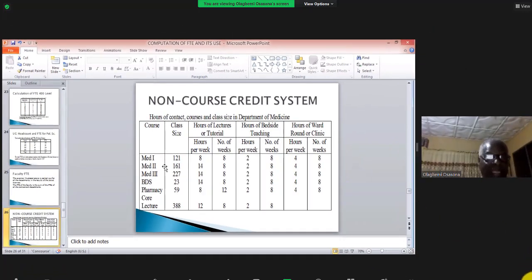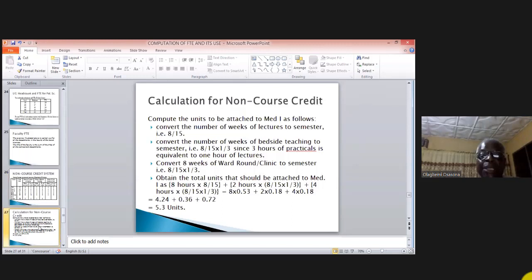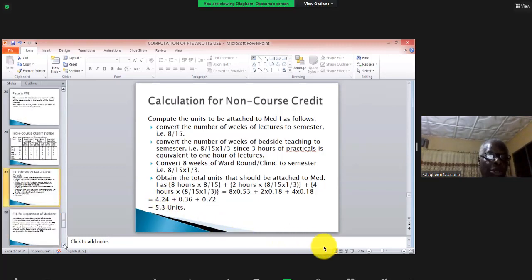courses offered by medicine. And then you can calculate the units to be attached to medicine 1. So I said, you first convert weeks to semester and convert hours of practicals to hours of lectures. So you obtain these figures for medicine 1. So the units to be attached, you can add up with the 5.3. And then we can go on as we have done for departments that run course unit system.